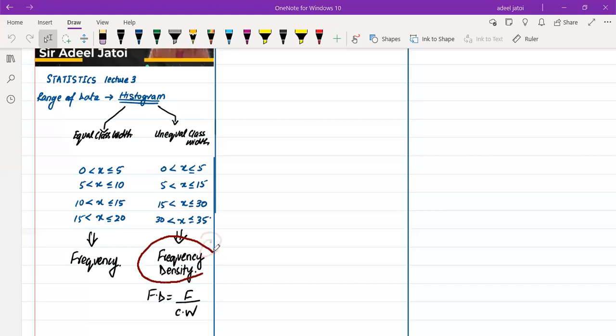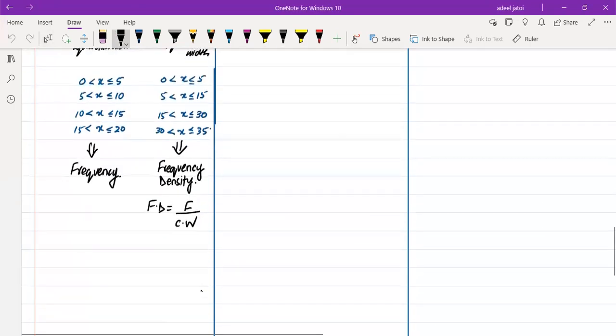Now, this frequency density has to be calculated every time. And the frequency density formula is frequency upon class width. Every time your frequency will be given, and the class width difference will be taken in the denominator. In some cases, there can be a reversal of frequency density.